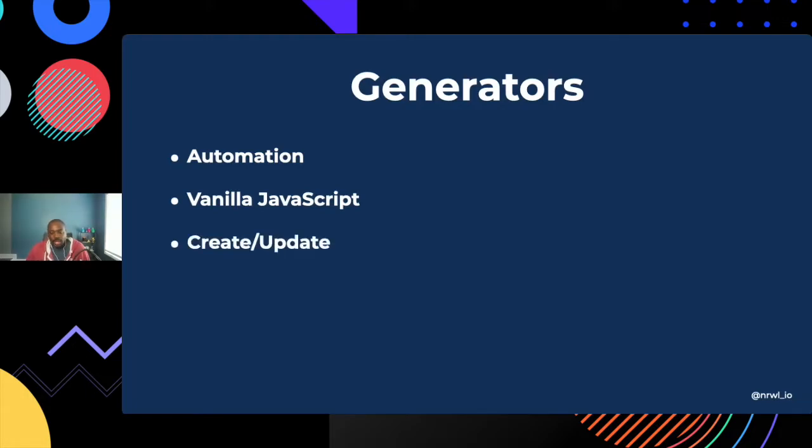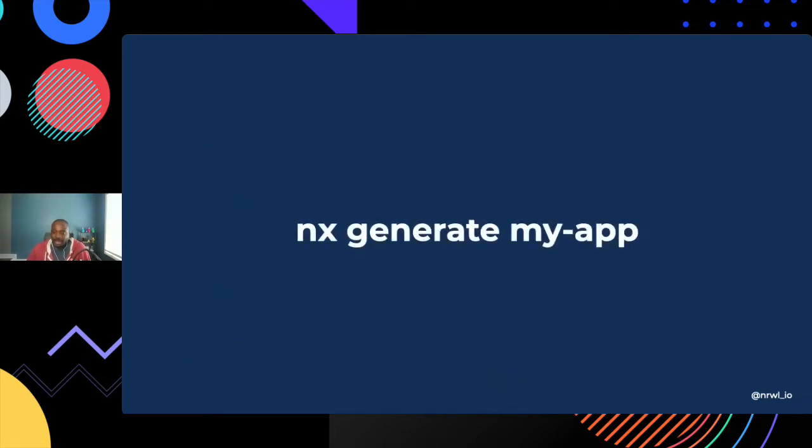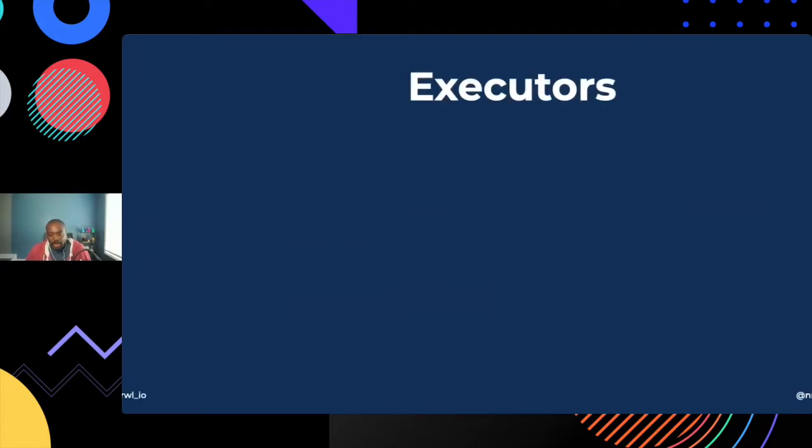As I mentioned, you can create and update files, modify configuration, and delete files. You can do this for applications, libraries, and components. Just as an example, you can use the generate command to generate an app, and all these things build on top of the metadata and the schema that we can use. The next thing is executors.